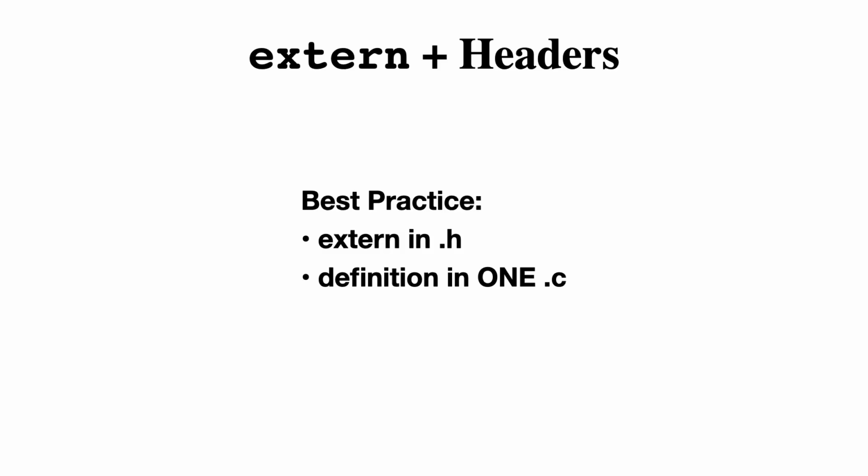What is the best practice that software engineers generally follow when working at different companies? They put the extern declaration in headers and put the actual definition in exactly one .c file. This keeps the linker happy and the code clean.